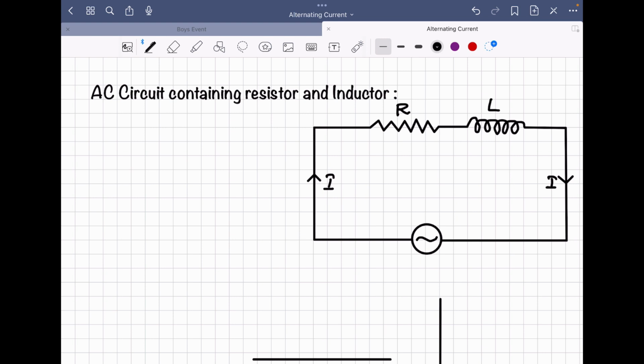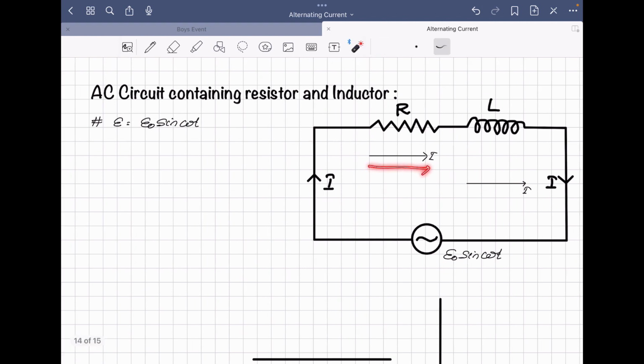Here also R and L are connected in series, and hence we can say the same current flows through both R and L. Here we have to give in our input AC as I naught sine omega t. As you know, R and L are connected in series, so here the direction of current is same for both R and L, yes or no? In resistor current flows from left to right, in inductor also current flows from left to right.